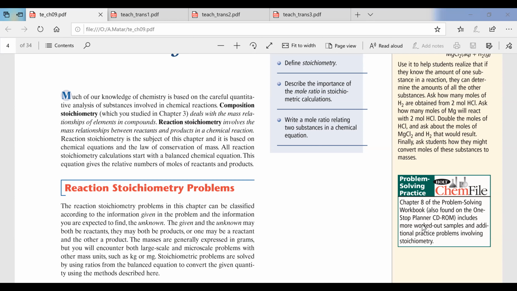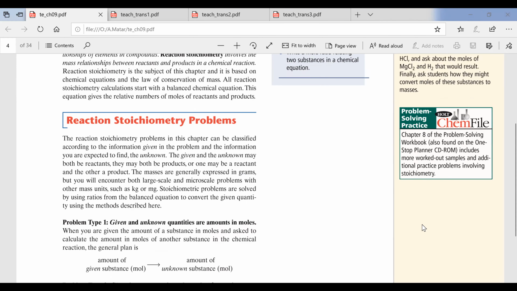What we're going to study in this chapter is reaction stoichiometry. Reaction stoichiometry represents the relative masses of different reactants and products in a certain chemical reaction. And as we said, the first step in a stoichiometry problem is that we should have a balanced chemical equation. Okay, guys?